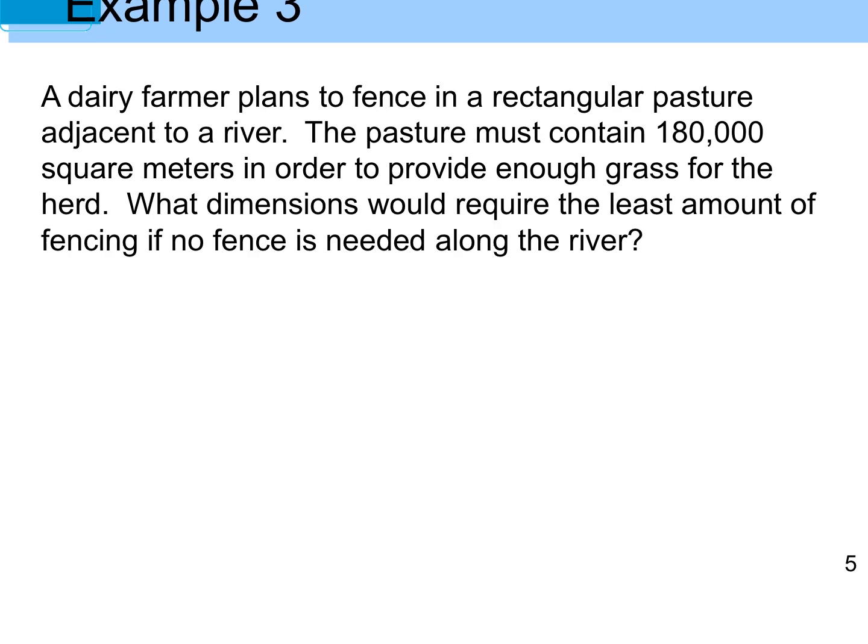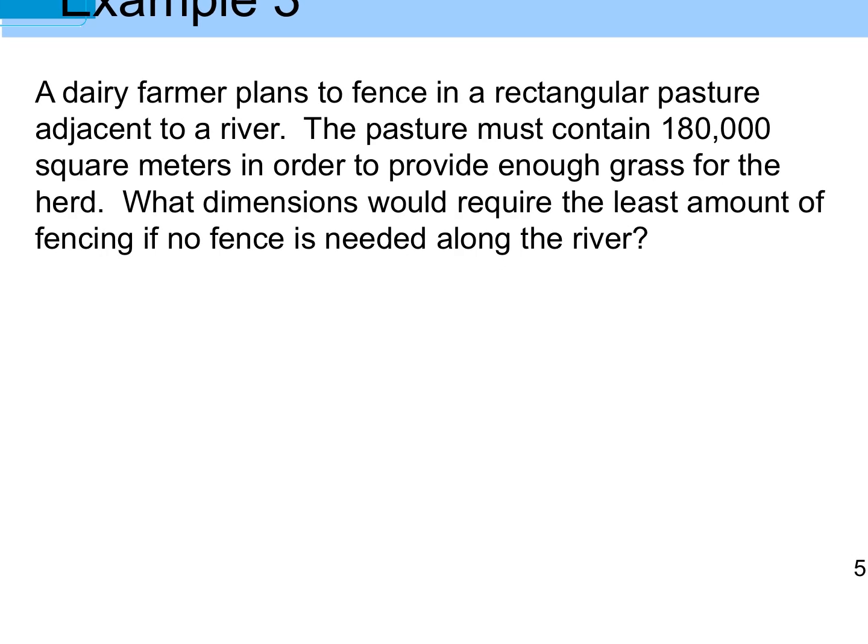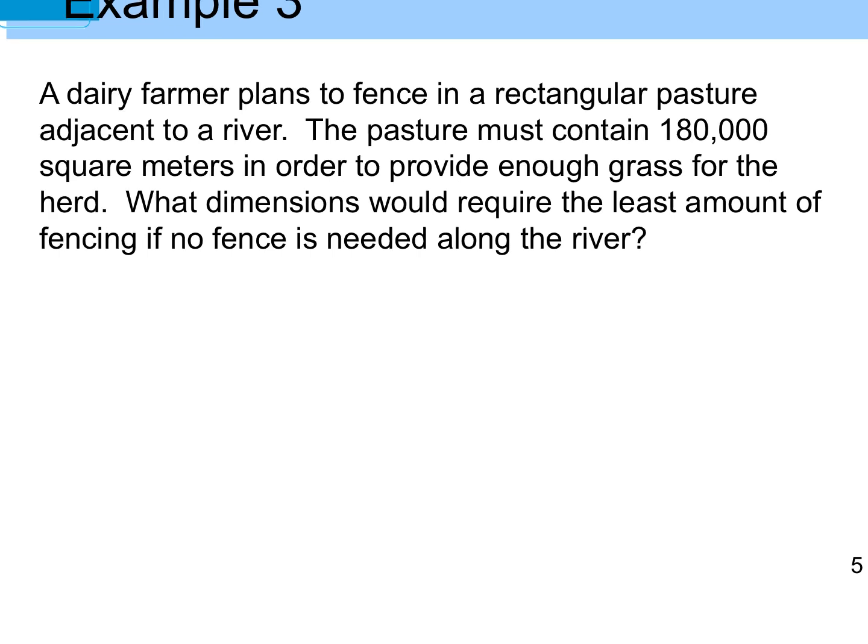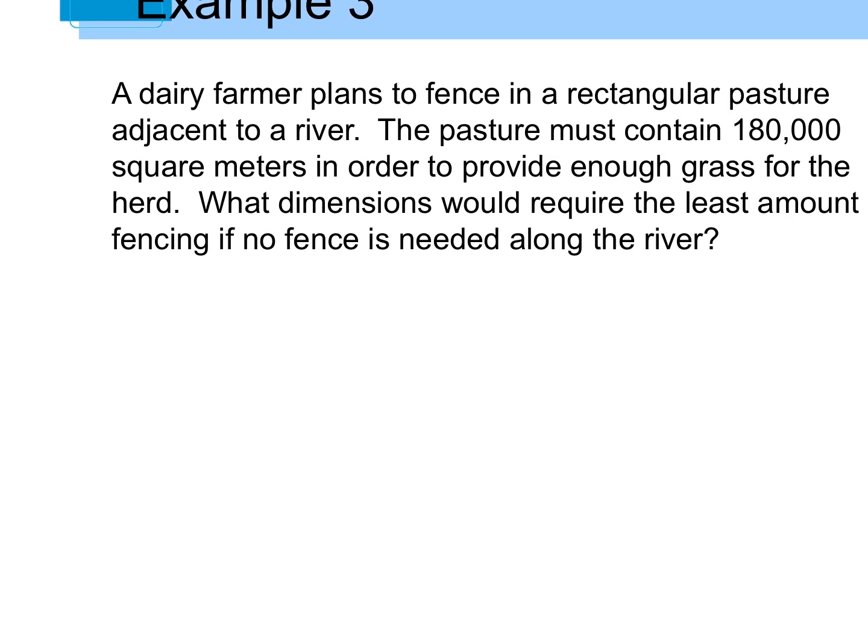So example 3 says a dairy farmer plans to fence in a rectangular pasture adjacent to a river. The pasture must contain 180,000 square meters in order to provide enough grass for the herd. What dimension would require the least amount of fencing if no fence is needed along the river? So we're going to look at the first part first. The dairy farmer plans to fence in a rectangular pasture adjacent to the river. The pasture must contain 180,000 square meters in order to provide enough grass for the herd.